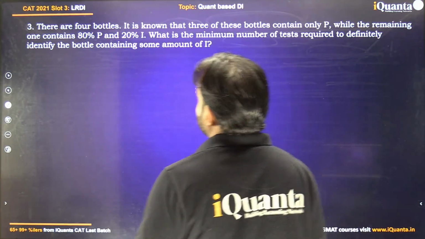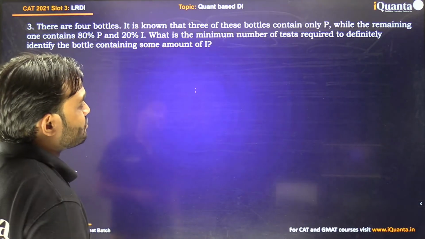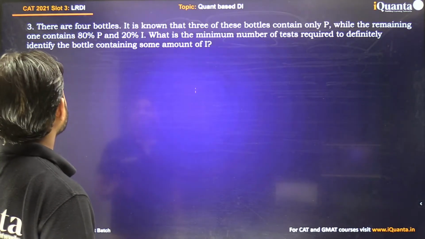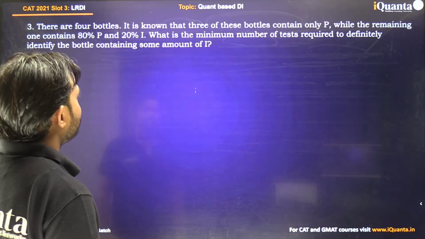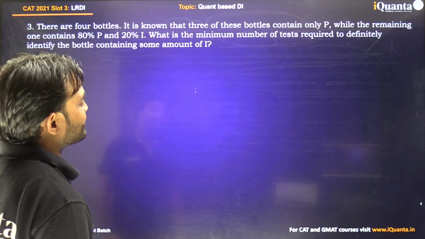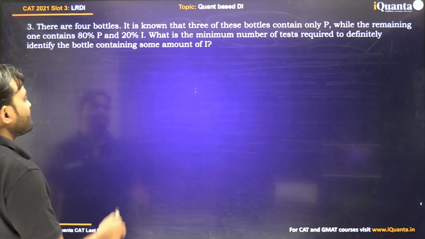Question number 3 says there are 4 bottles. It is known that 3 of these bottles contain only P, while the remaining one contains 80% P and 20% I. What is the minimum number of tests required to definitely identify the bottle containing some amount of I?